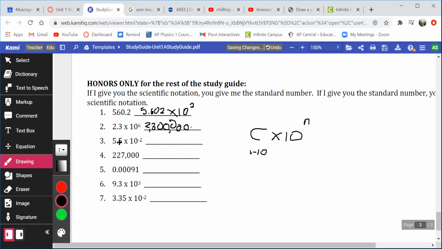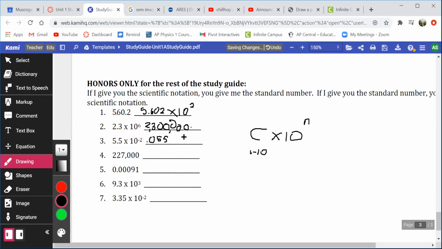All right, now I'll do this third one, and then we'll let you guys help me out. I've got 5.5 times 10 to the negative 2. This negative 2 tells me the decimal moves to the left 2 times. So that's going to be 0, 0, and then a 5, 5. All right, so I move my decimal to the left 2 times to get this right here.